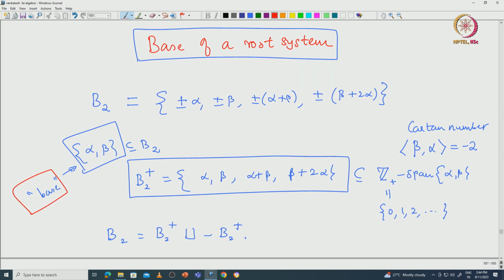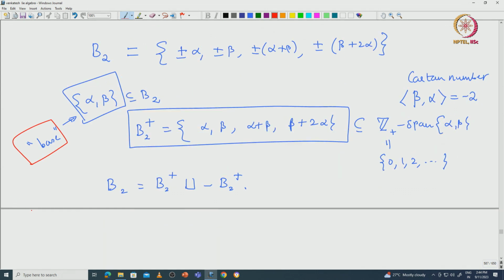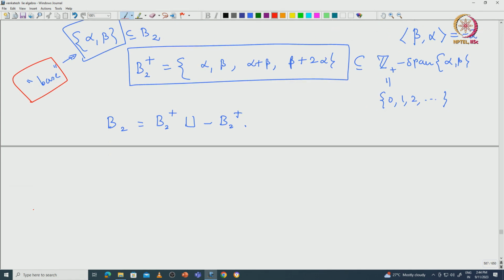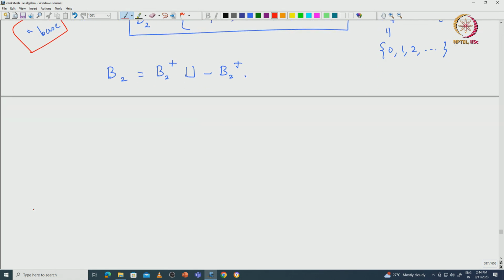It is very clear that all these rank 2 root systems have bases. I will encourage you to identify a base for the other root systems, which are A2 and G2 and so on. Now we are ready to define what a base is. This is motivated by the earlier example, B2.